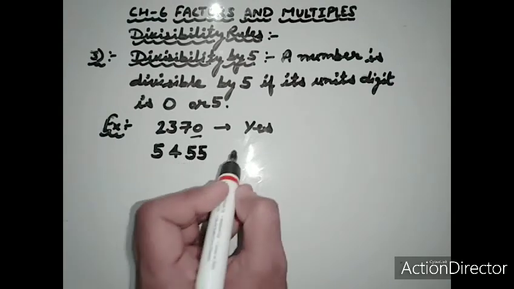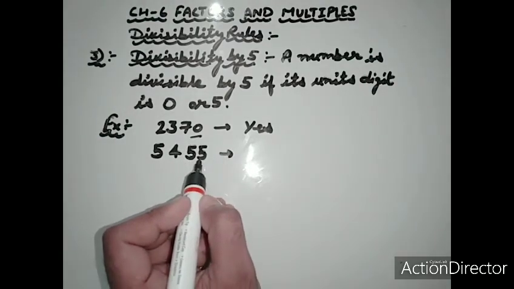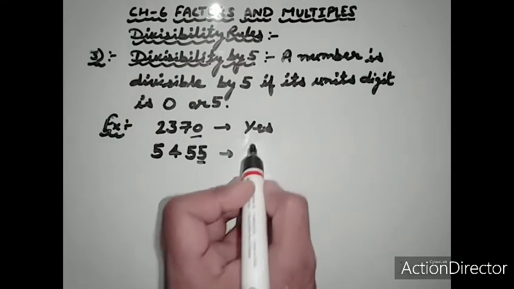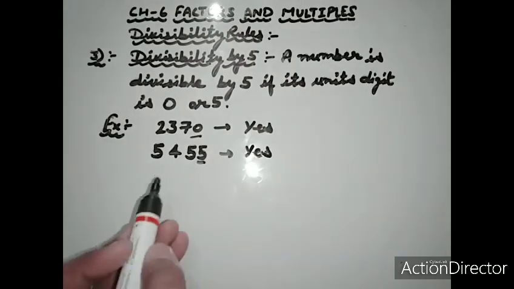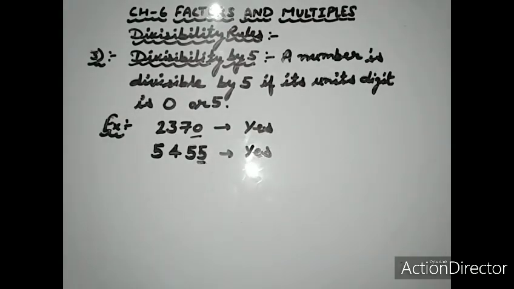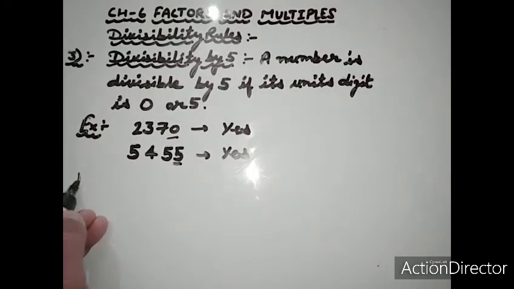5455, right? So here the unit digit is 5, so we say that yes, the number 5455 is divisible by 5. Now here we will discuss the next divisibility rule.